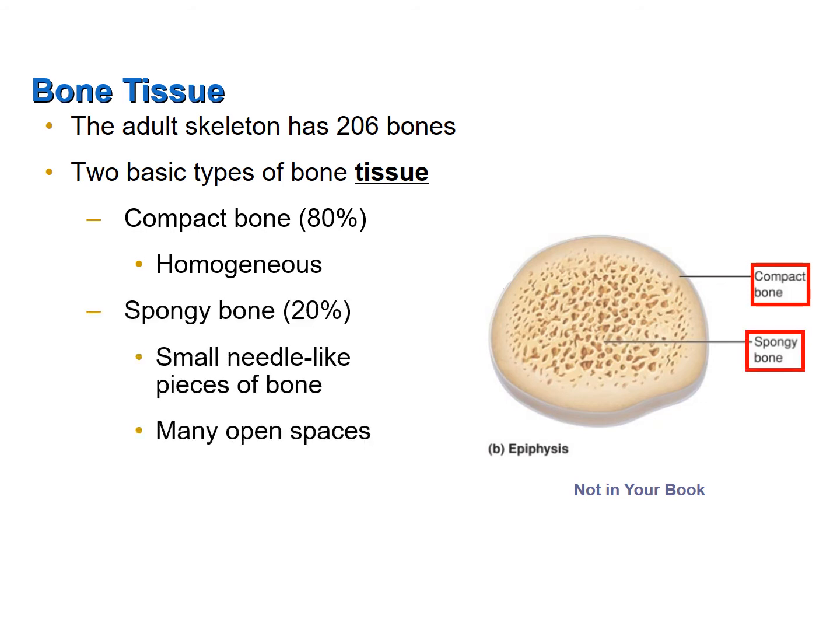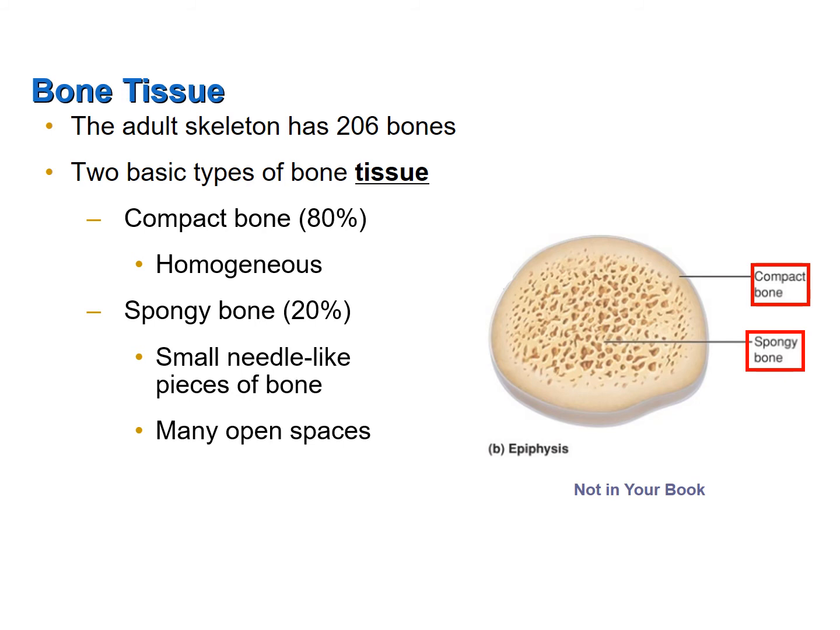Spongy bone, which represents about 20% of bone tissue, has lots of little open spaces. That's where it gets its name, spongy bone. And it's composed of little needle-like pieces of bone all pulled together. Spongy bone is much more flexible and allows for compression.